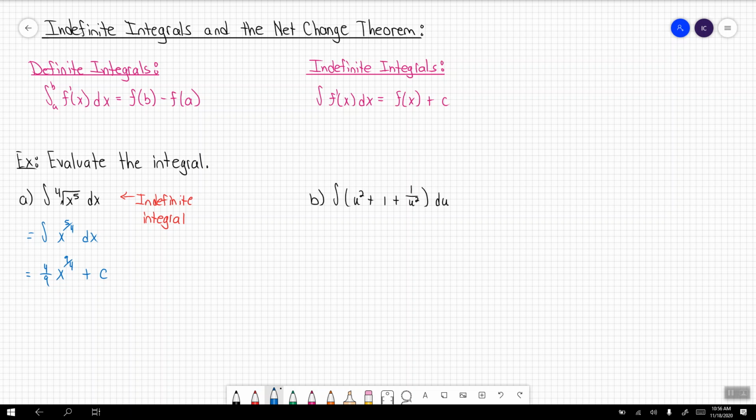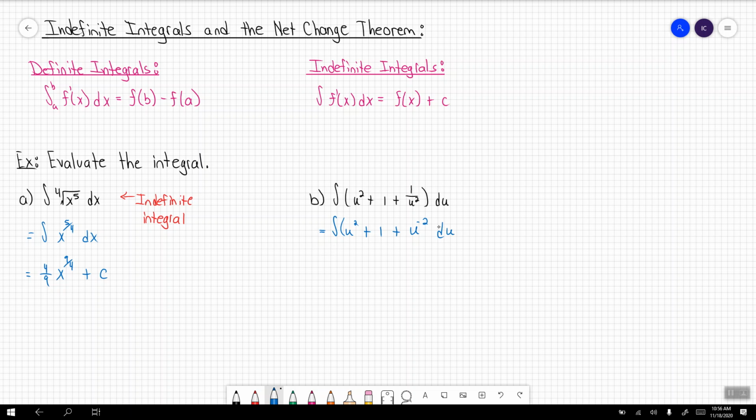Part B, we're asked to evaluate the integral for the function of u squared plus 1 over u squared with respect to du. Again, the first thing I want to do is rewrite this so that I know how to evaluate this. I want to make sure I get the powers that I can evaluate on the exponent, on the variables. So I have the integral for u squared plus 1 over u squared, which can be rewritten as u squared plus u to the power of -2. And this is all du.